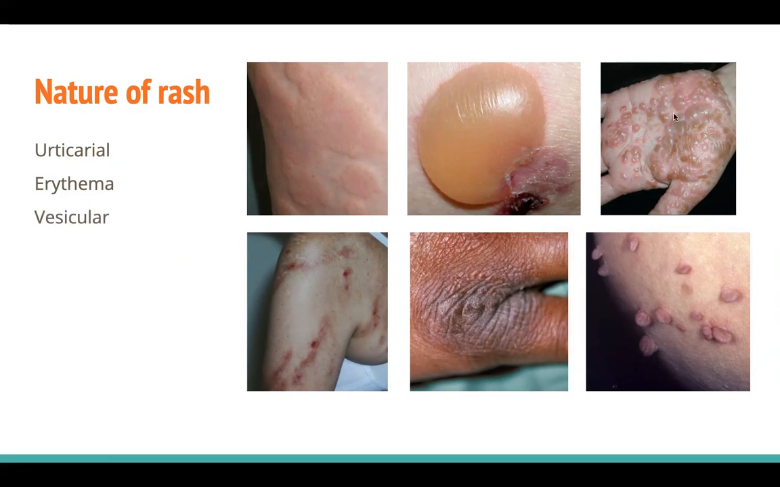Next, you've got these vesicles, these small, few millimeter filled, so fluid filled blisters. And then you've got the larger version, which is bulla. So vesicles you'll often see in Pemphigus, you'll see in shingles. And then you've got bulla, which are the large fluid filled blisters, often seen in Bullous pemphigoid or Pemphigus vulgaris.